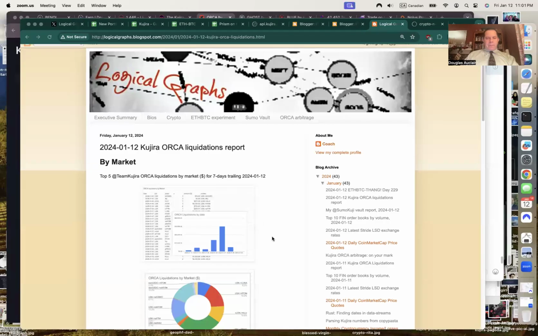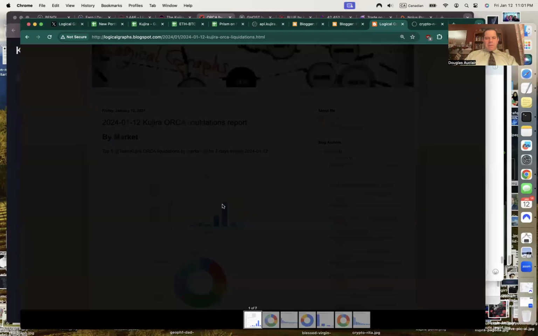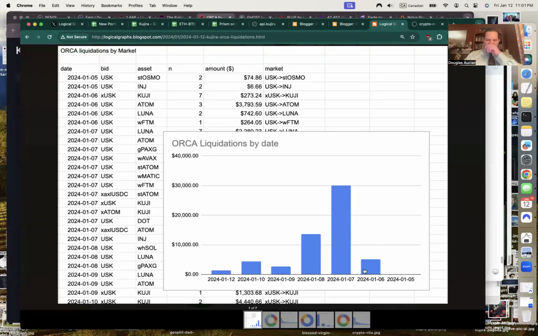It's been an exciting day today with price swings of Bitcoin affecting all the other coins. It's been a quieter day on Orca, as you see here in my latest report. The activity happened a few days ago on the 7th, where most of the liquidations occurred around $30,000 worth. Today's liquidations didn't even come close to $10,000 worth of liquidations. But despite that, I have a couple of liquidations that I was able to claim on Orca.